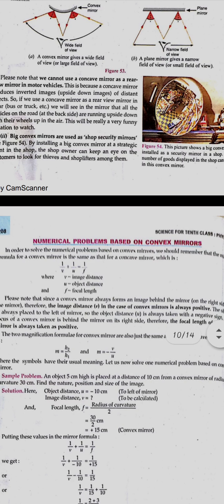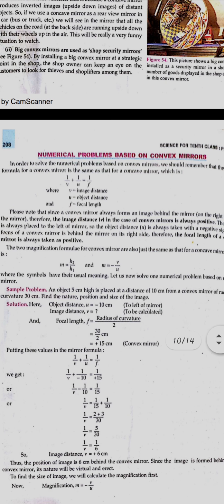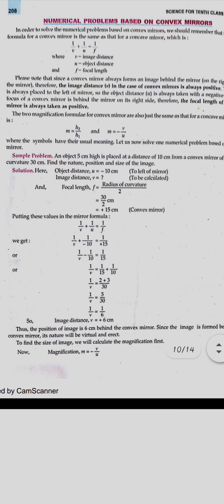Similarly, whether the object is on the positive or negative side will be given in the question. And the image distance v will be taken as positive because it is a virtual and erect image. And the same formula is used for magnification, that is h2 upon h1 equals minus v by u. The same formulas are used, only the sign conventions differ for the concave and the convex mirror.